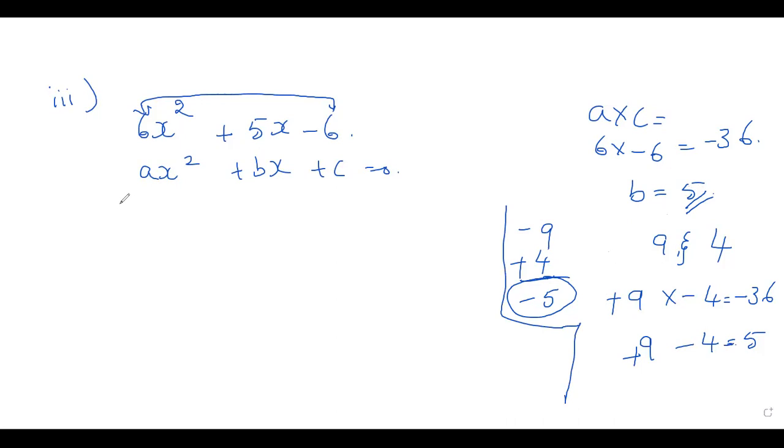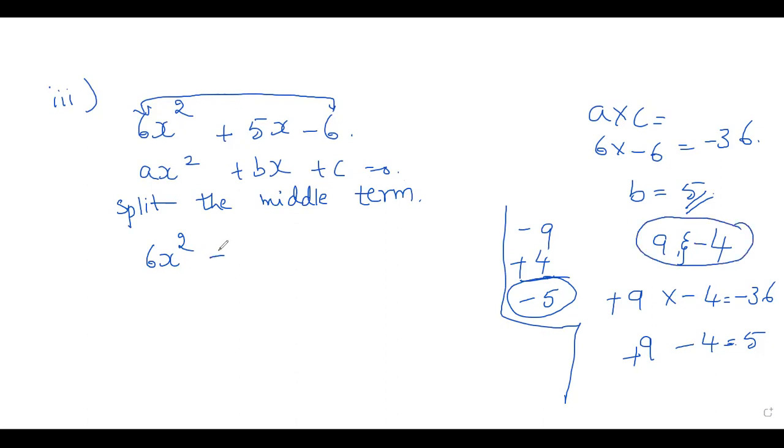So now write, split the middle term. That is, which are the two numbers, children? So that is 9 and minus 4. Okay, plus 9x minus 4x minus 6. Take common factors.